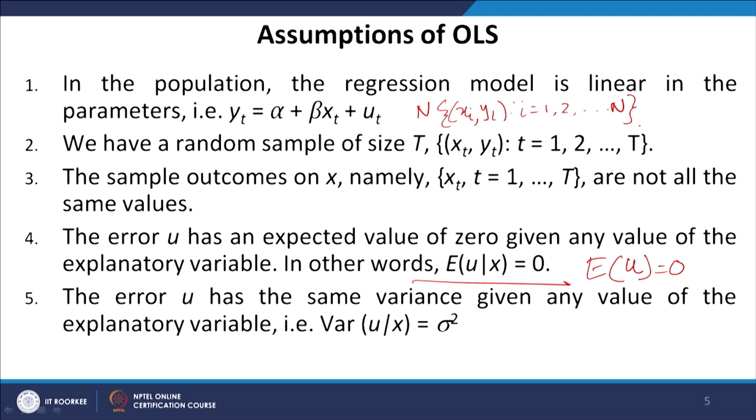The error u has the same variance given any value of the explanatory variable. So, variance of u given x is equal to sigma square. This is also another very important assumption. The error u has the same variance conditional upon the values of x, and this is called the assumption of homoskedasticity. So, in later slides, when we deal with this assumption, it would be directly referred to as the assumption of homoskedasticity.